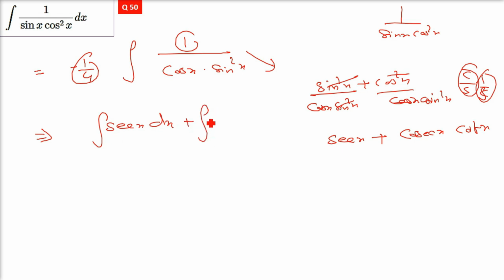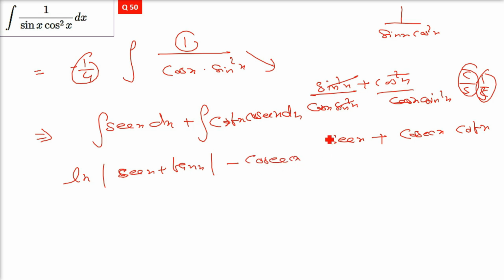So negative 1 by 4 is still there. We'll introduce it in a short while. But we have to integrate these two terms. Sec x has a direct integration: ln modulus of sec x plus tan x. Modulus means absolute, only the positive will come inside. And this cosec x cot x integrates directly to minus cosec x. So plus the constant of integration.